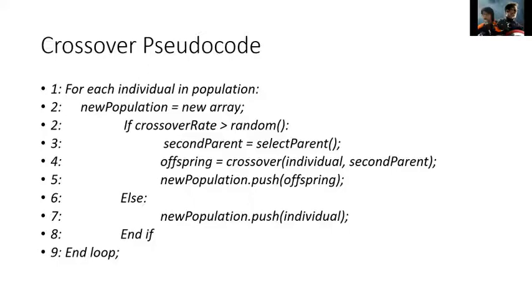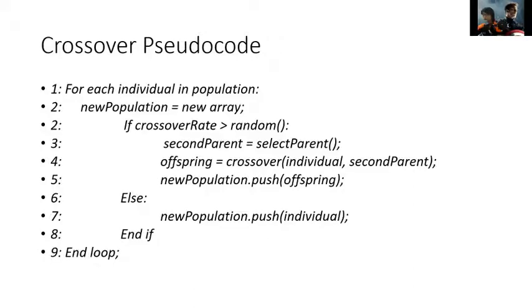So this is a pseudocode. It's very simple. You're doing a loop within the population. For each individual in the population, you create a new population in the array. And if the crossover rate is more than the random digit, then the second parent will be selected, and then the offspring will be created by being called by the crossover method.